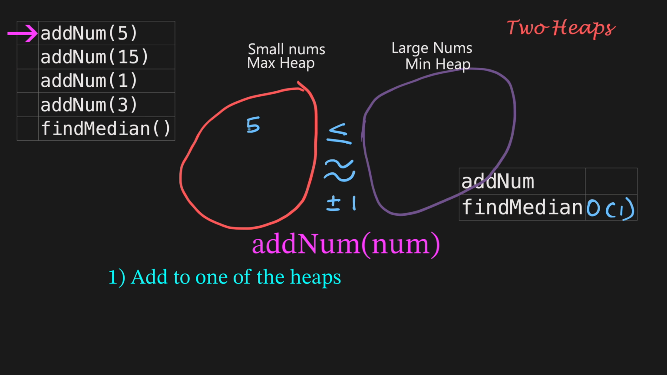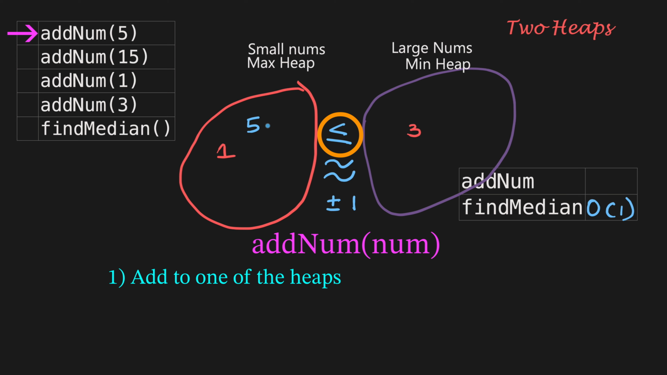However, this might break the crucial property that all elements in the small nums heap must be less than or equal to all elements in large nums. Just adding 5 to small nums could break this. For instance, suppose small nums already had the number 1 and large nums had 3. Then, if we added 5 to the small nums max heap, it would become the root and it is greater than 3 in the large nums heap, violating the property.